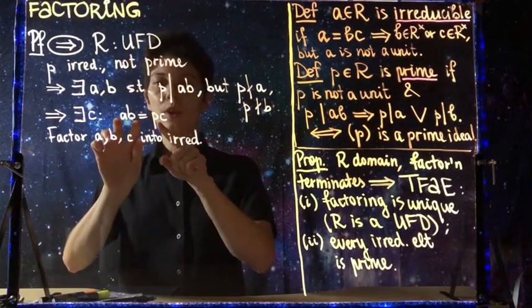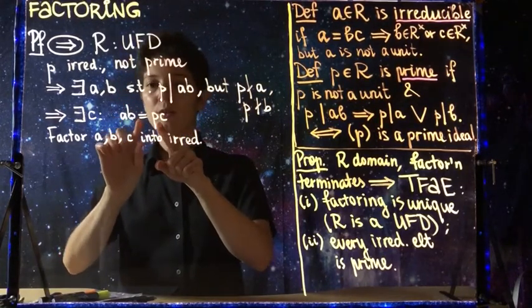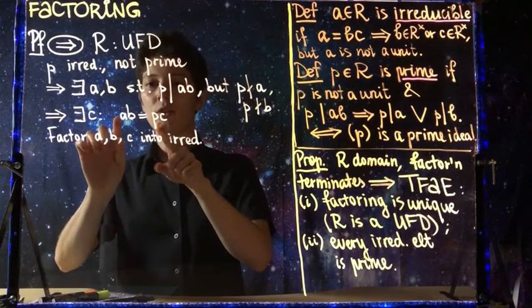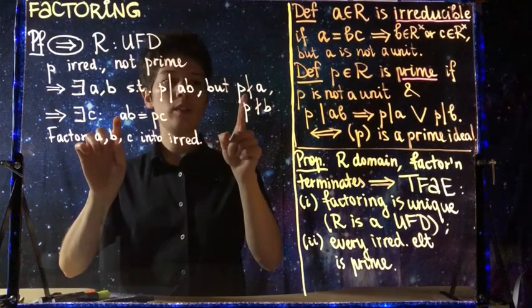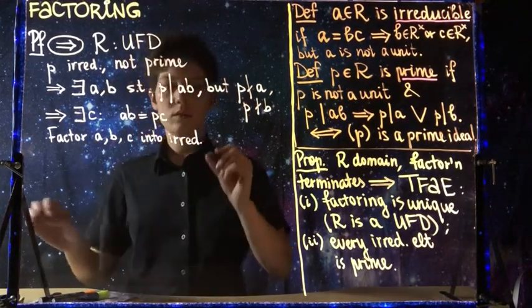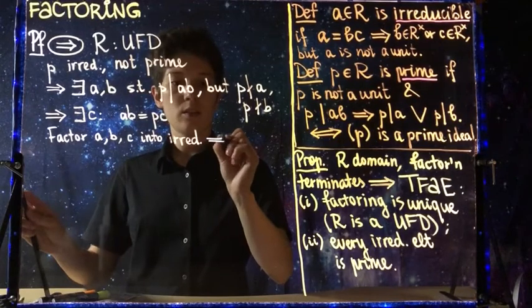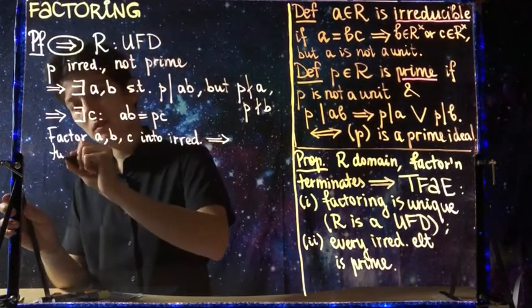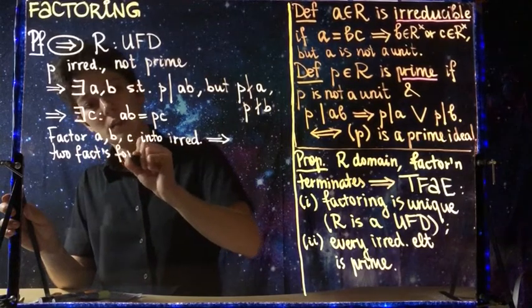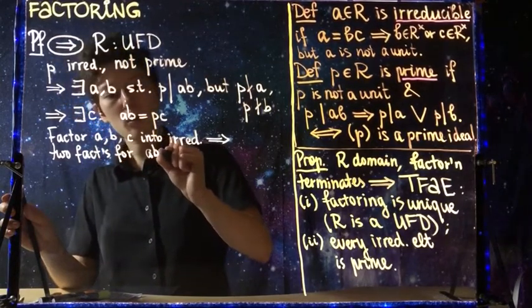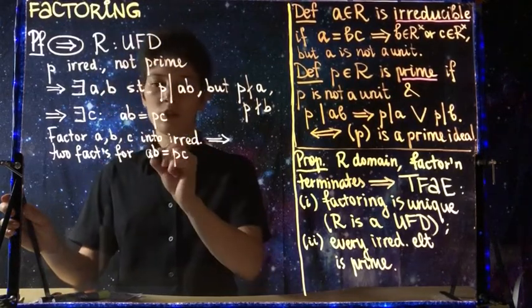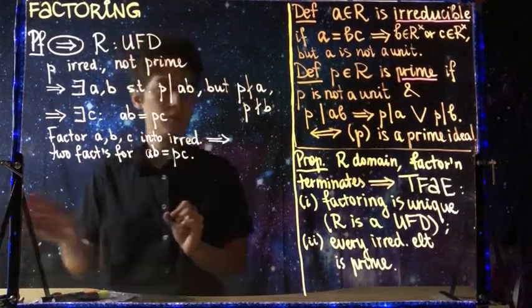And we see that P does not appear as an irreducible element in the factorization on the left because P does not divide either A or B. So we get two factorizations for one element, which is the product of AB, which is also the product of P and C.